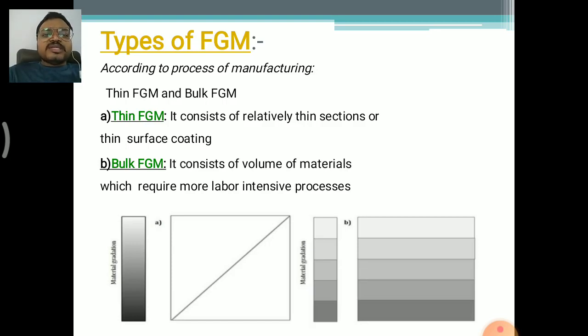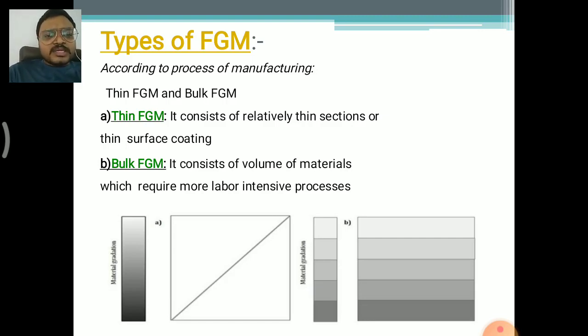Thin FGM has relatively thin sections, or thin surface coatings, compared to the bulk FGM. We use a little bit of layer surface in the thin FGM. Then the bulk FGM contains large volumes of materials, which requires more work from the labor. So we give very high incentives also. More work means more incentives.